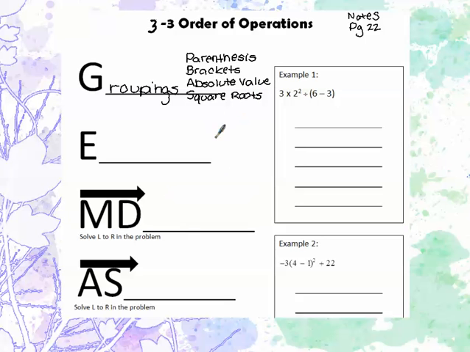Okay, so if you need a minute to copy that down, you're welcome to pause the video whenever you need. So our first step is groupings. Our next step is going to be the exponents, those little numbers up in the top corners of the numbers. So exponents.